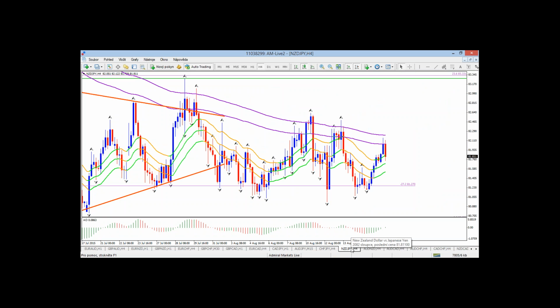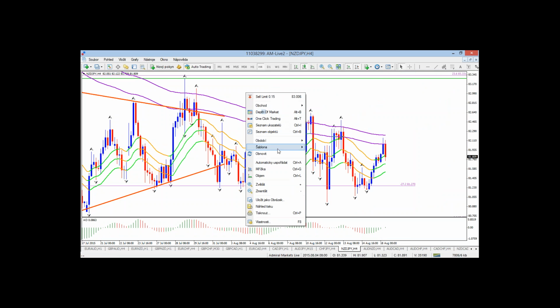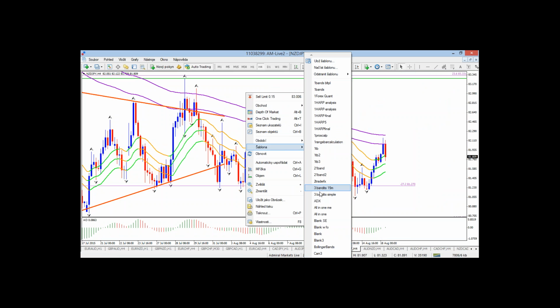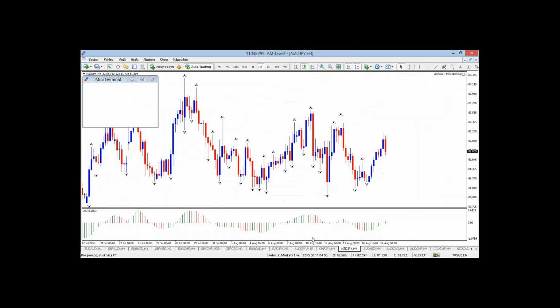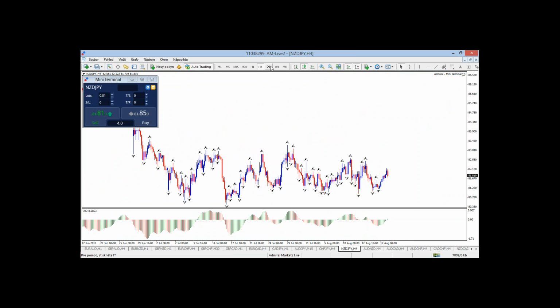New Zealand yen, let's take a look at that. Let me renew this template. What do we got here? Ooh, wow, that's a big range.